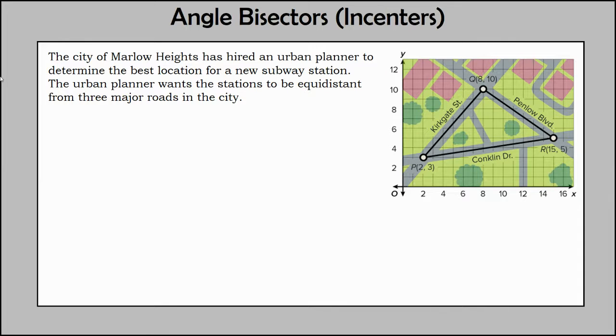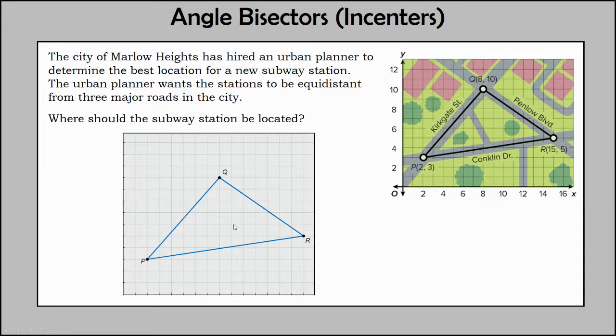Okay, the first thing is, let's just set the scenario up here that you are an urban planner. All right, and you've been commissioned to decide where this new subway station should go. They want you to plan the location of this subway station so that it is an equal distance from the three roads in the city. So here it is right here. Here are the three roads.